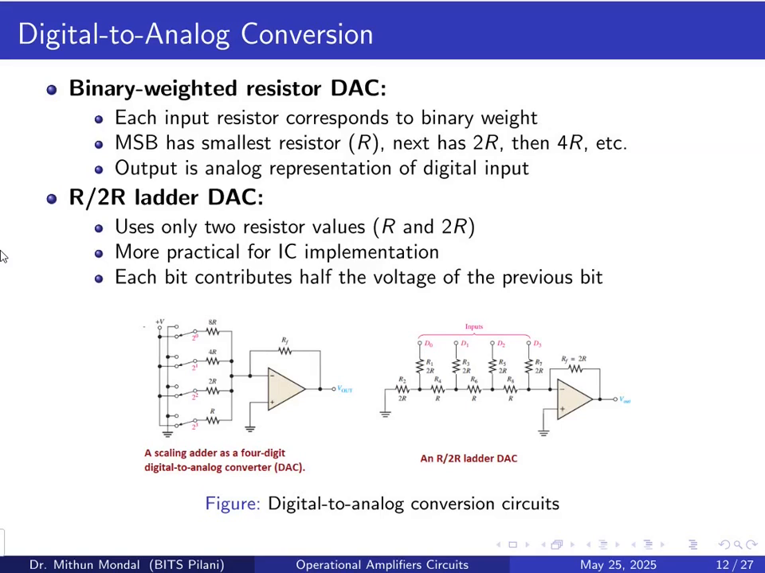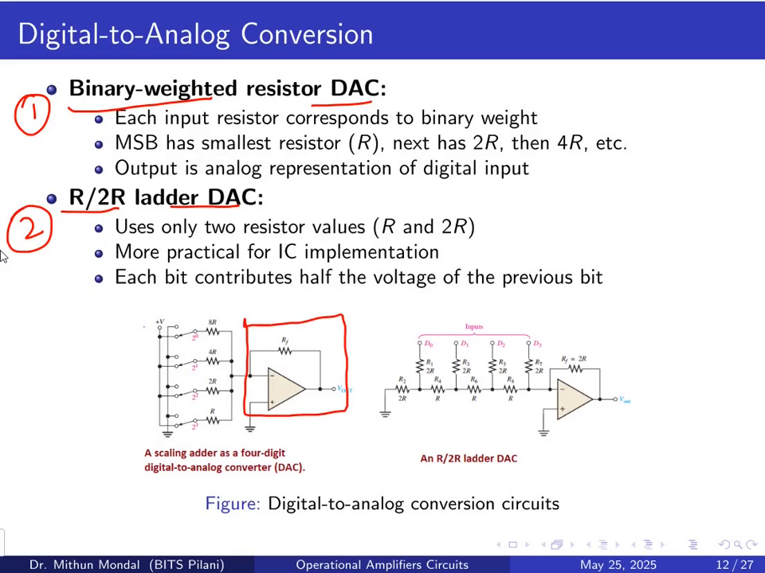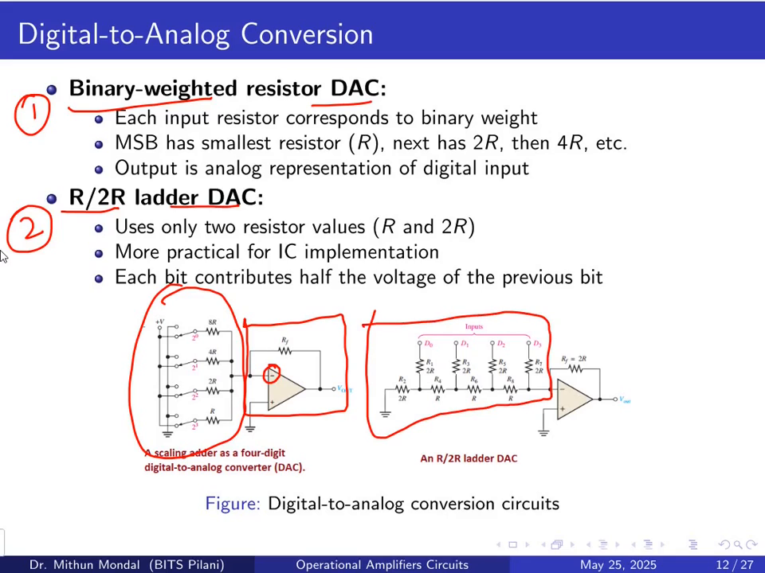Digital to analog conversion that we have seen in the previous discussion also, where we have the binary weight resistor DAC, or you can have the R by 2R ladder DAC. There are 2 different ways by which this DAC can be formed, digital to analog conversion. So here you can see this is basically the op-amp circuit, and the input that is connected to the inverting terminal is basically connected in the form of a scaling adder. Okay, so this is a binary weight. It can also be connected in the form of an R to 2R ladder network. So these are the 2 different ways of digital to analog conversion.